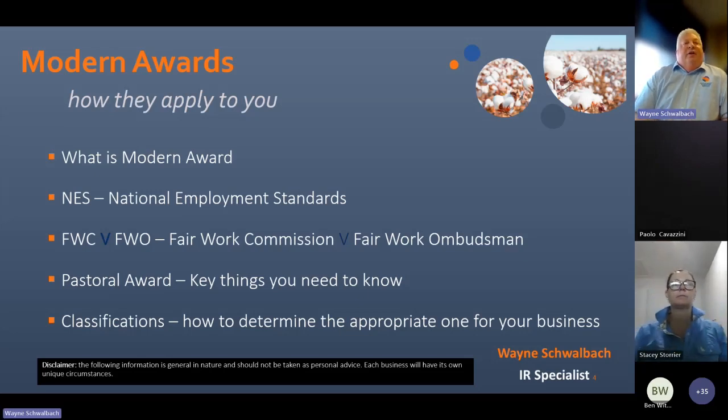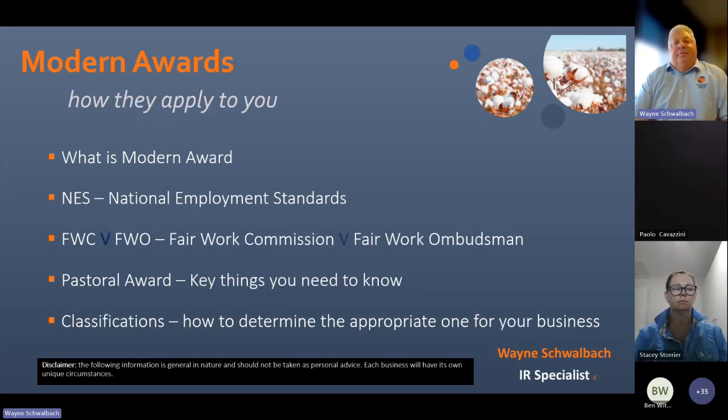The next one that confuses a lot of people is the Fair Work Commission versus the Fair Work Ombudsman. 2 different entities, brother and sister. They fight all the time. If you're privileged enough to read some of the decisions that are handed down in the Fair Work Commission, quite often they're having a little bit of a dig at the Fair Work Ombudsman.